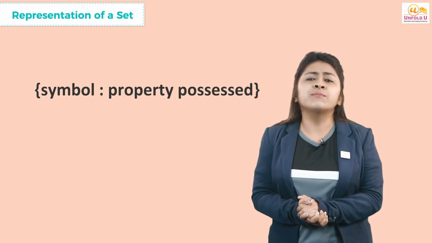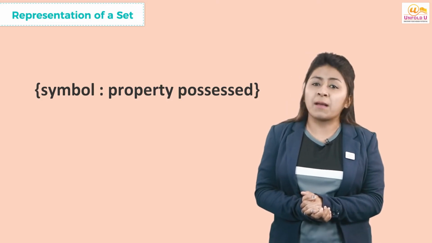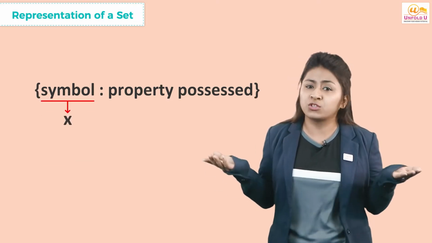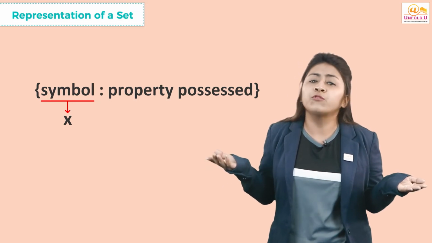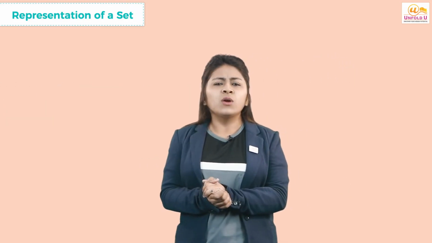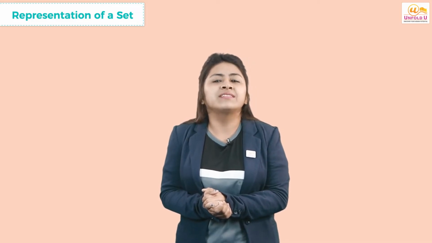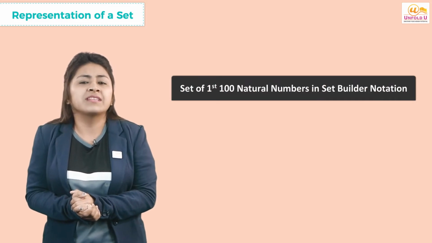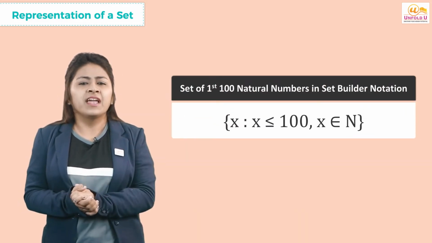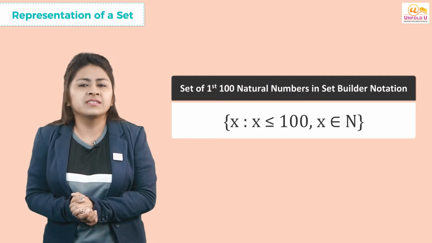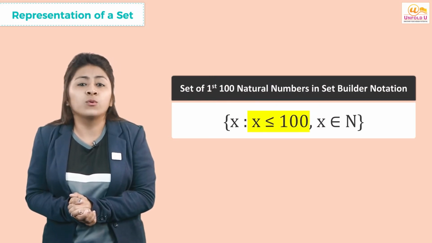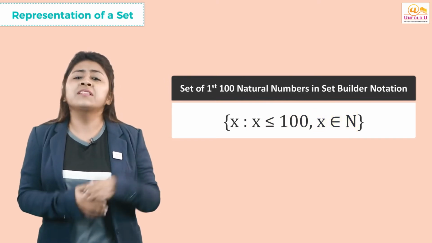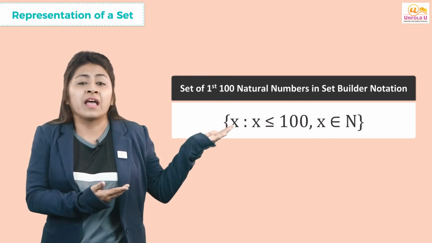In the same way as a monitor represents a class or a captain represents a team, we take x usually on behalf of all the elements of the set and find a common property of all the elements. Now let's try the same example to write in this form, that is the set of first 100 natural numbers. We write this as this. It is read as set of all x such that x is less than or equal to 100 and x belongs to natural numbers. So you see, this is the more organized way rather than the long lists.